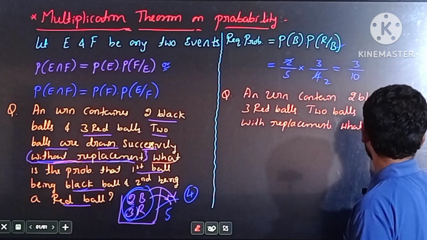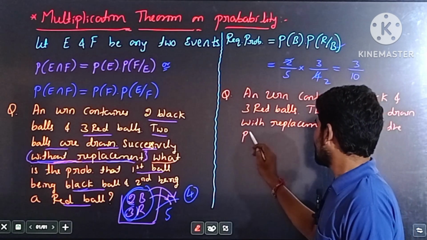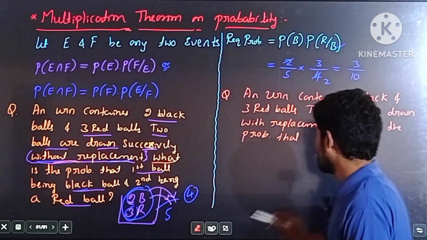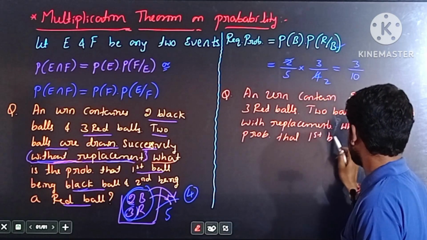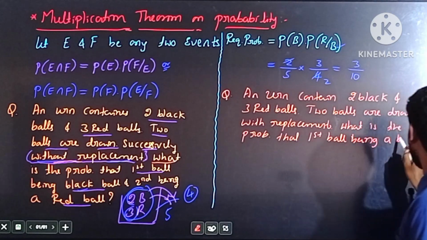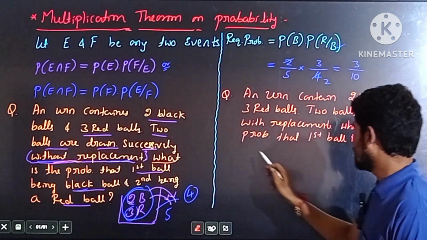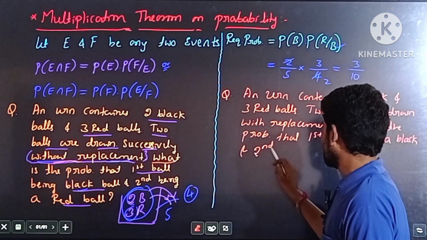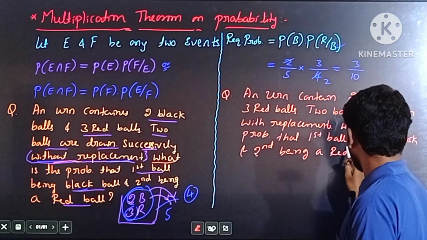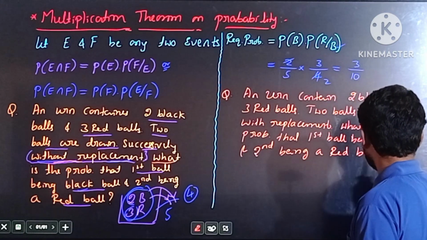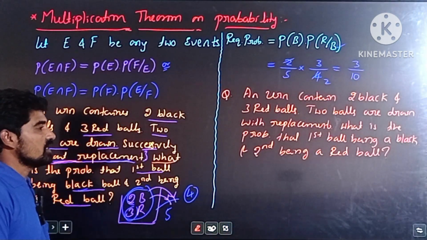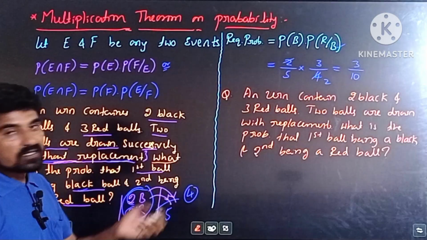And the question is, what is the probability that, same condition, the first ball is black and the second is a red ball? Now see here, the difference between this first and second question is the way of drawing the two balls.